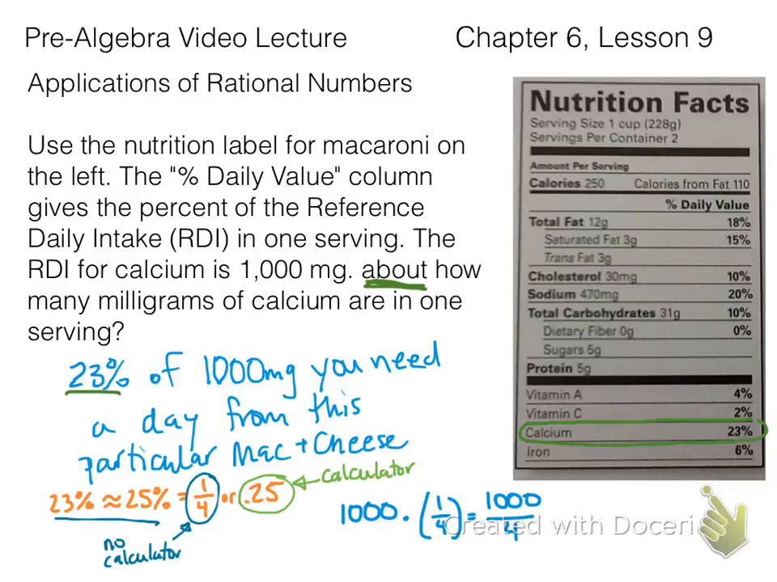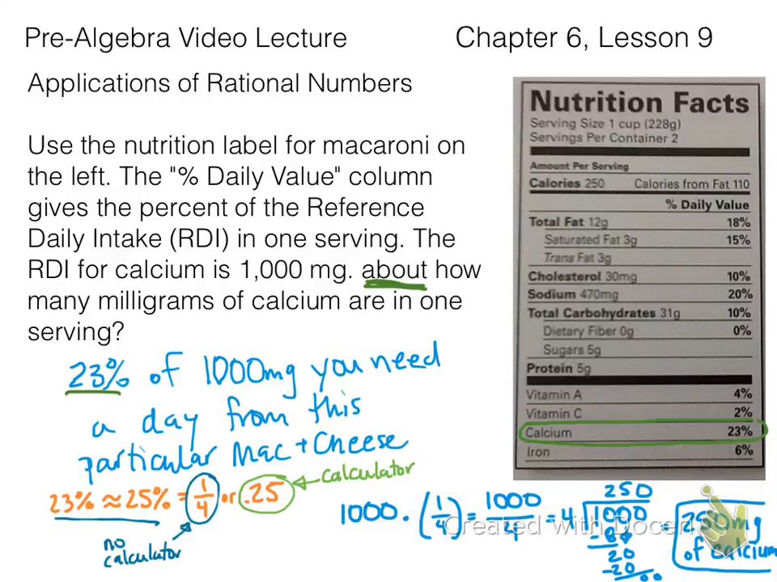We're going to multiply by a fourth, and we're going to get 1,000 times 1, which is 1,000, over 1 times 4, which is 4, and we're just going to divide simply. Remember, the top number always goes in the house, and there we go. You're going to get 250 milligrams of calcium from the serving of macaroni cheese.